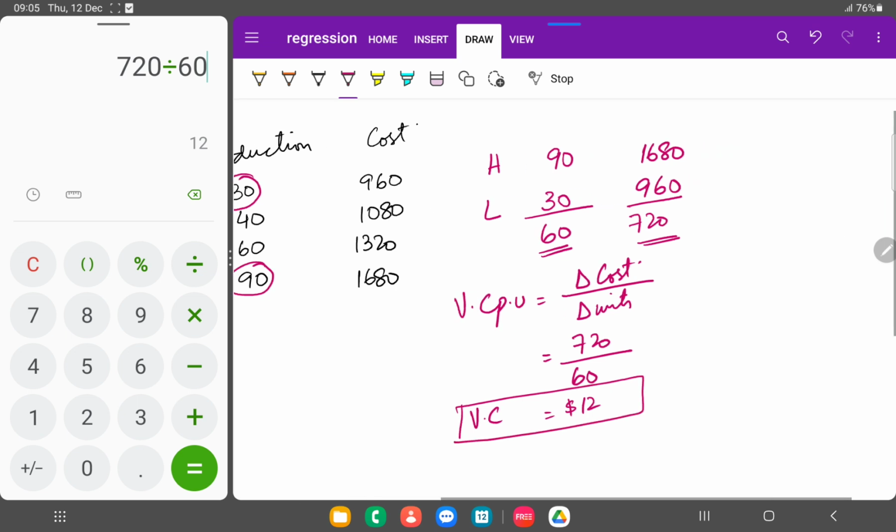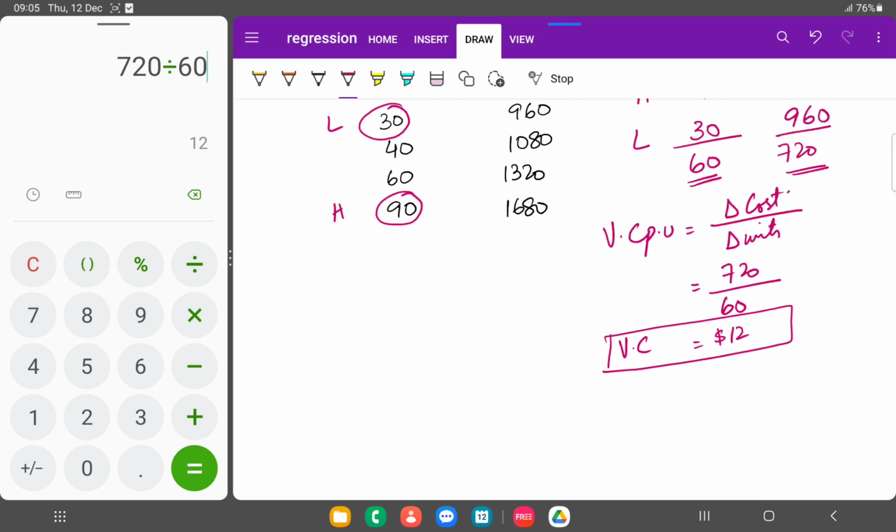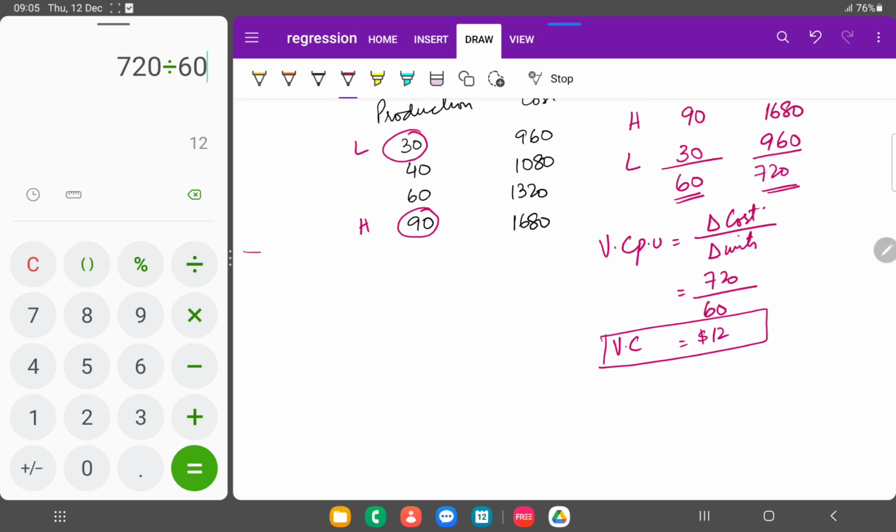The second step in the High-Low method is to calculate the fixed cost. For that, we need to write the total cost statement. Total cost is equal to fixed cost plus variable cost, and we need to identify the fixed cost from this equation. It's up to you which activity level you use. You can use the lowest activity level or the highest activity level, but you cannot use any activity level in the middle tier. That means we cannot use 40, and we cannot use 60.